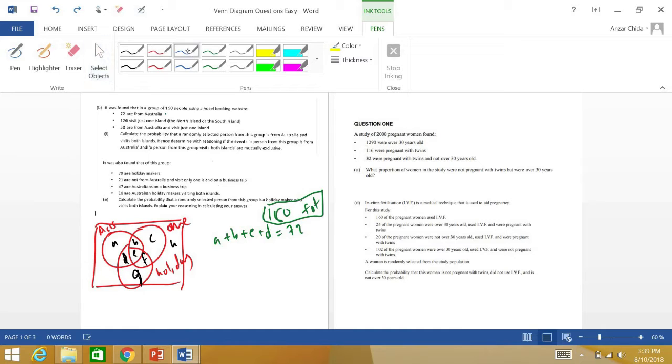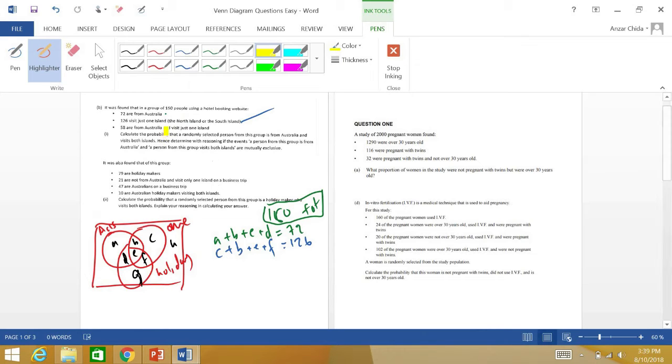Next, 126 visit just one island, so that's this circle over here. So I'm going to say C plus B plus E plus F equals 126. The most common mistake is people will think that when they say visit one island, they're just talking about C. No, they're talking about everything in the one island circle. If they haven't specified holidayness, you don't specify it. If they haven't specified Australianness, you don't specify it.